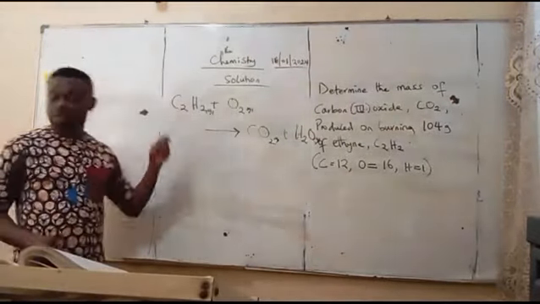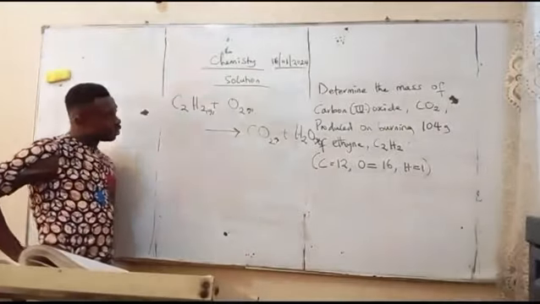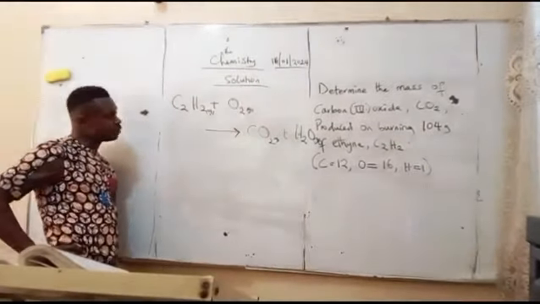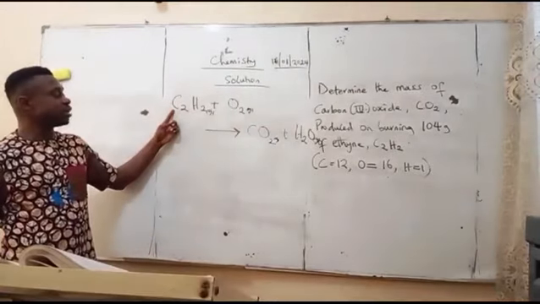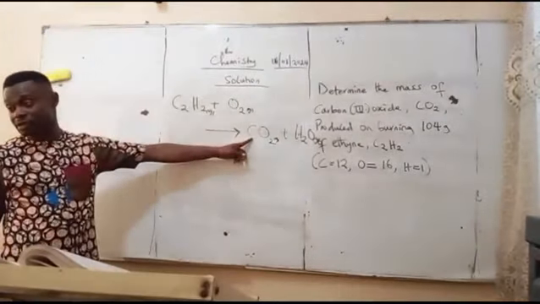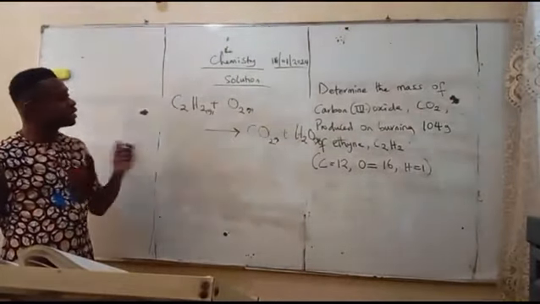So let's check if this equation is balanced. Carbon is 2 here, so it's not balanced. So now let's attempt to balance it. Let's go.